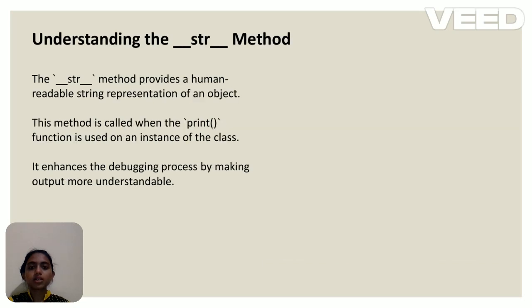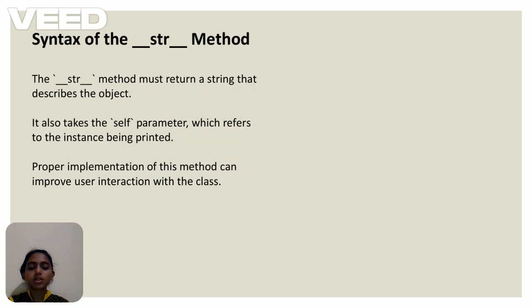Understanding the str method. The str method provides a human-readable string representation of an object. This method is also called when the print function is used on an instance of the class. It enhances the debugging process by making output more understandable.